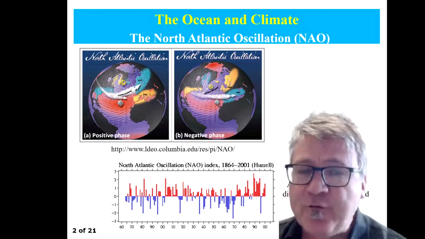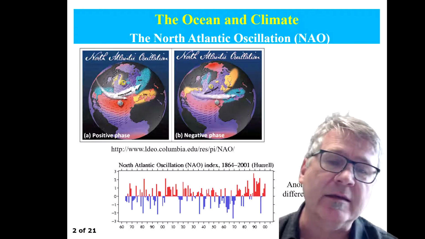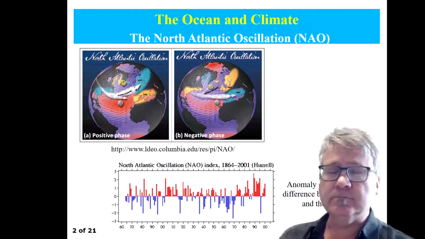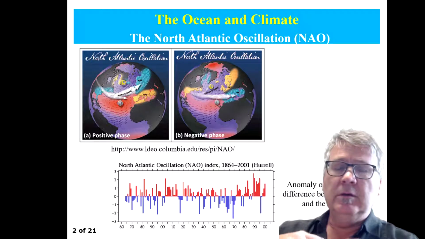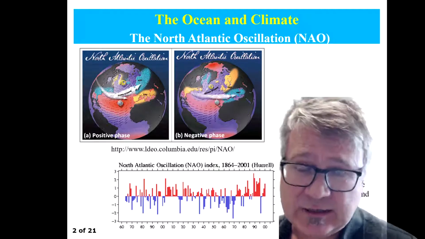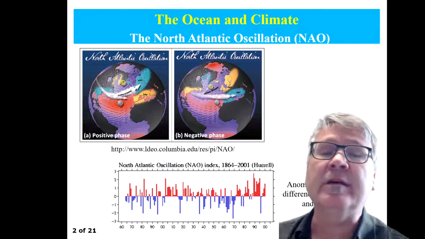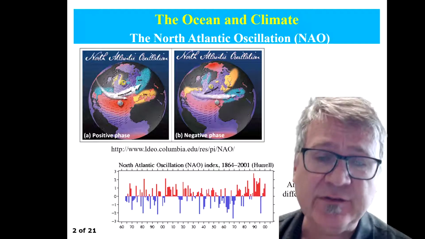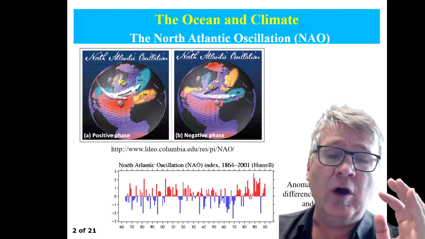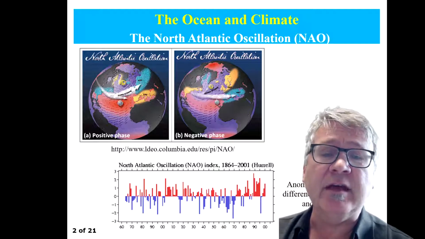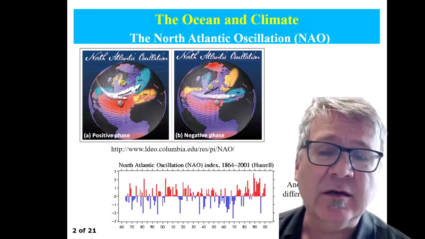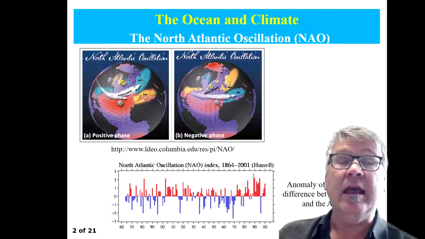So let's talk first about the North Atlantic Oscillation. It's to do with the westerlies, and it's to do with significant variations of the strength and pathway of the westerlies in the North Atlantic.